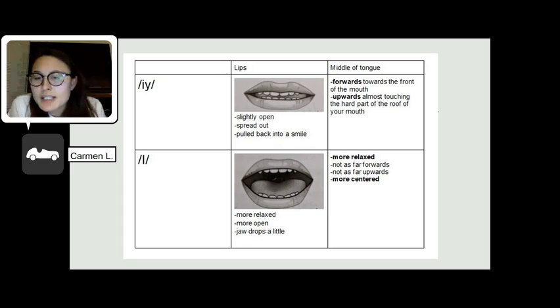Okay, let's practice E and I together. Repeat after me. E, I, E, I, E, I. Pay attention to the position of my lips. E, I.